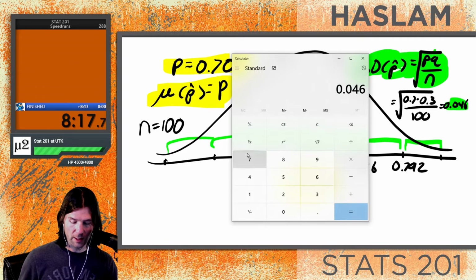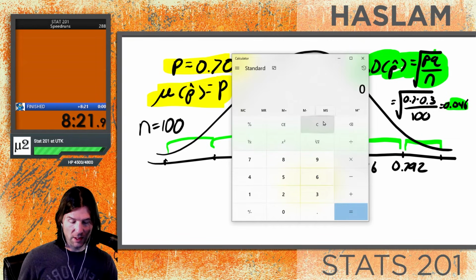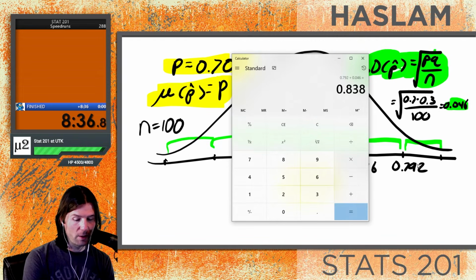Let's use our rounded version right now, and let's just add that to 70. So here we go. We'll take 70, and then we'll add to it the standard deviation, and then we'll add to it again. So 70 plus this right here, plus this right here, and now we have our number right there. We'll go plus one more time, and we get 83.8%.